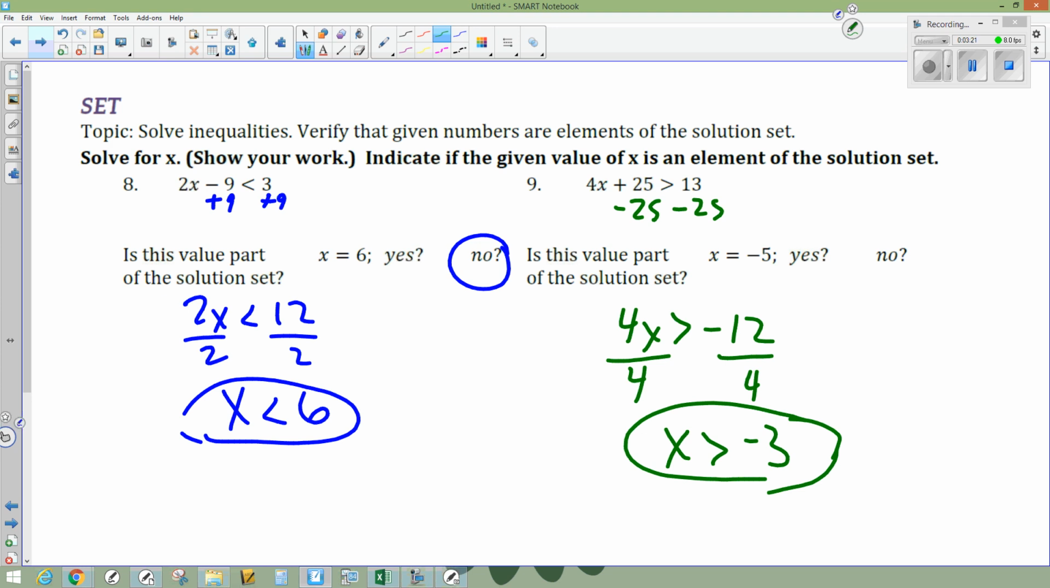So is negative 5 greater than negative 3? Then yes it would be, but it is not. It's less than. It's further to the left on the number line if we were to draw a number line: 0, negative 1, negative 2, negative 3, negative 4, negative 5. In this case, I want all the values that go this direction. Negative 5 isn't in that case, so this is not part of the solution set.